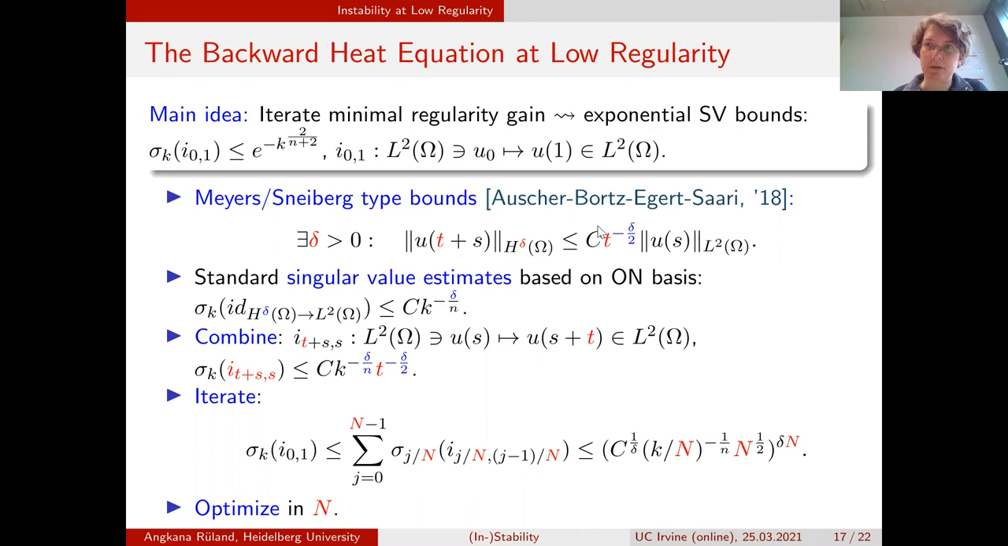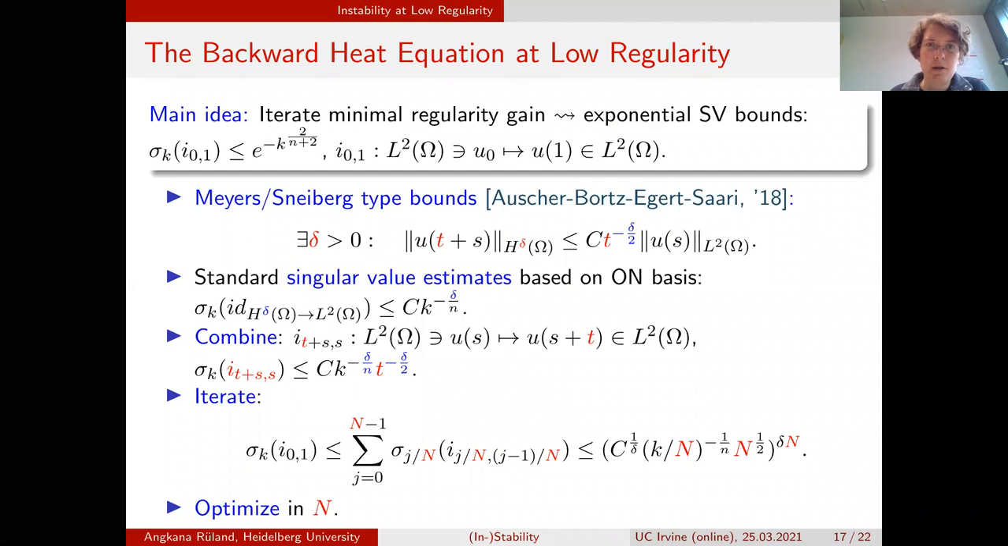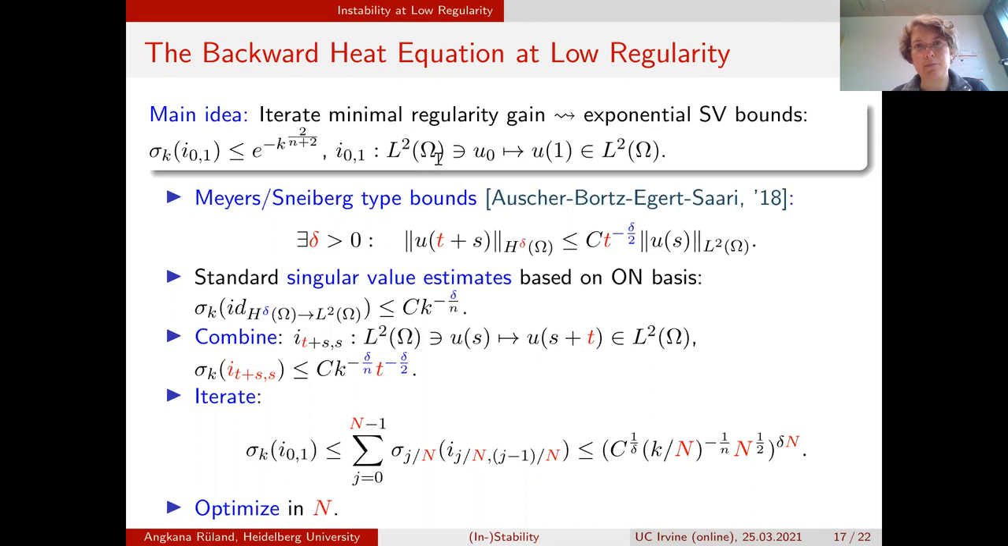Okay, why does this help? Well, this helps because it allows us to factor this map. So it allows us to view this map as a map from L2 to H delta and back to L2. So there's some kind of compactness gain in between. And for that, we use that the compactness of the identity as an inclusion from H delta to L2 is very well known. This is in fact more or less similar to k to the minus delta over n.